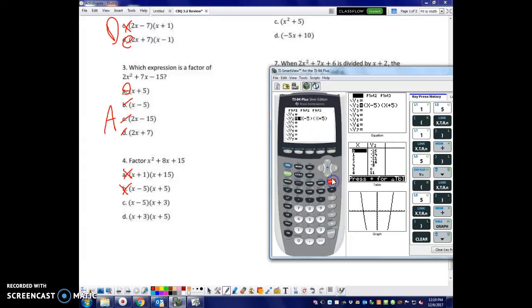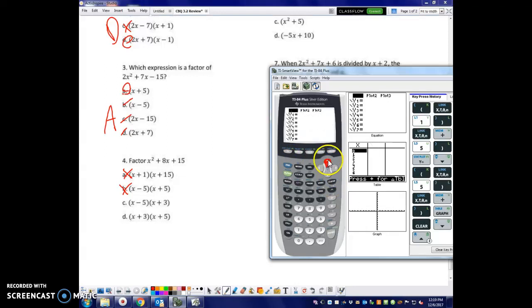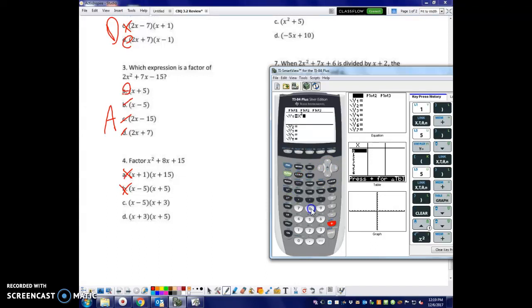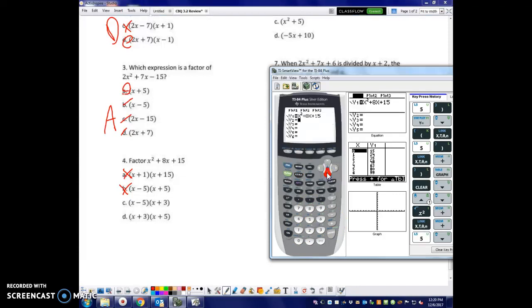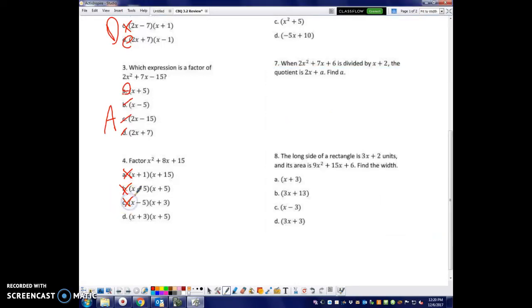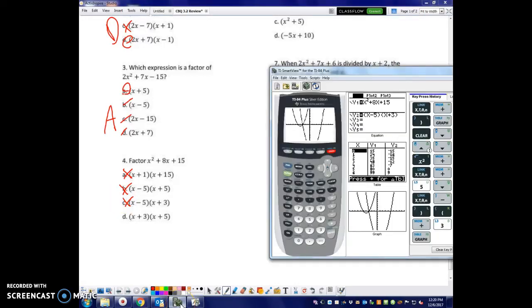Whoops. So this was x squared plus 8x plus 15. Okay, so letter choice C, x minus 5, x plus 3. Graph it. Do they match? Nope. Don't just choose D. Check it because you may have typed something in wrong.